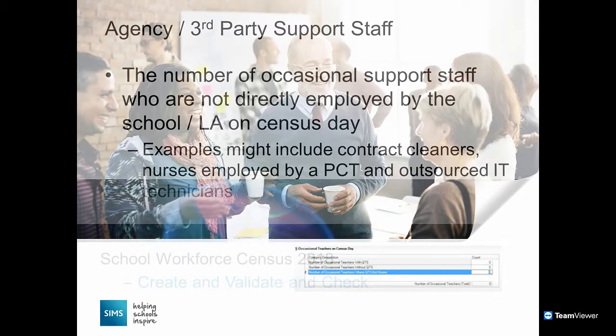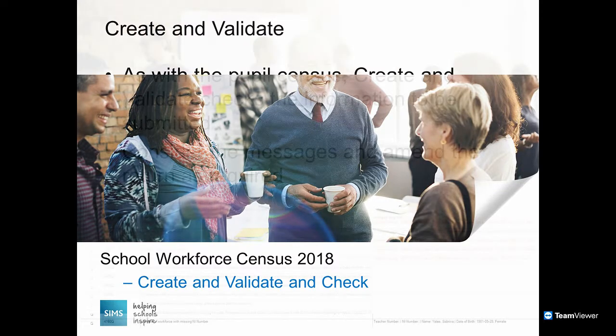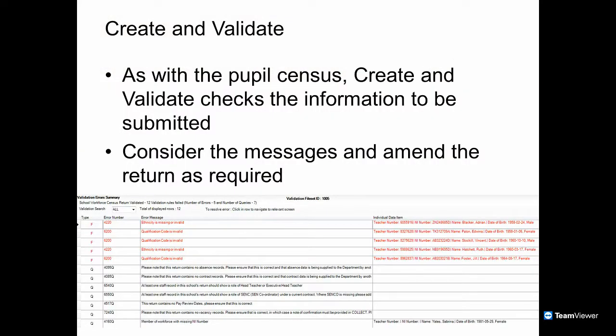Right, so once you've added that additional information to the census return, it's a case of create and validate. As with the pupil census, you've got a create and validate button. You click that, it checks the information you're about to submit. You'll get the usual sort of failures and queries. Failures must be dealt with. Queries will probably require a note.